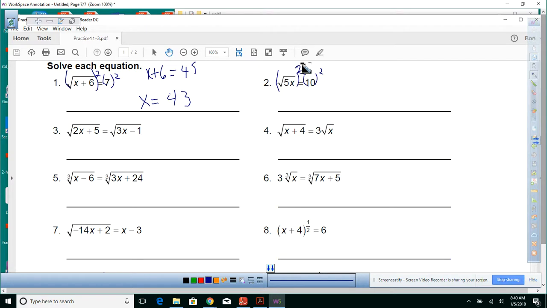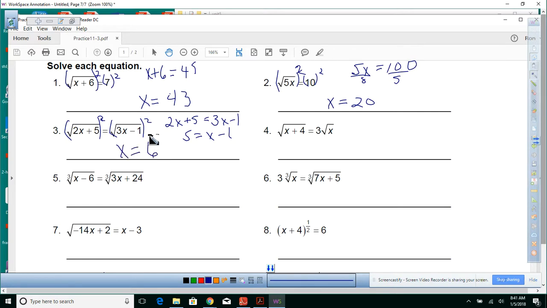Okay. Here, square both sides. And I get 5x equals 100. Divide both sides by 5. And I get x equals 20. Not a problem. Listen here. Square both sides. And I get 2x plus 5 equals 3x minus 1. Subtract 2x from both sides. I get 5 equals x minus 1. Add 1 to both sides. I get x equals 6.